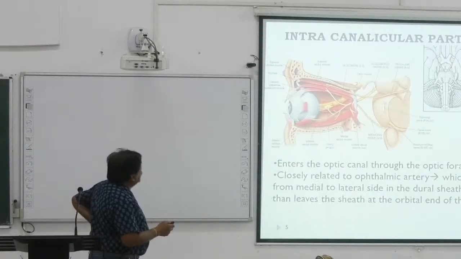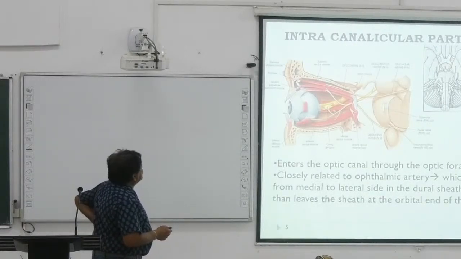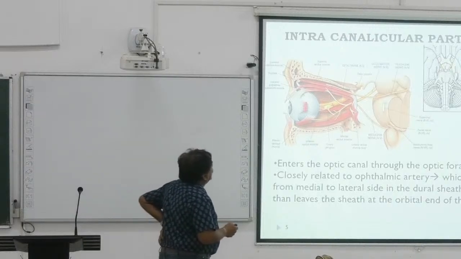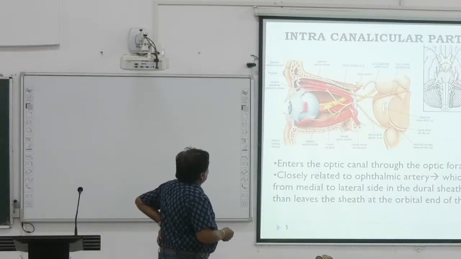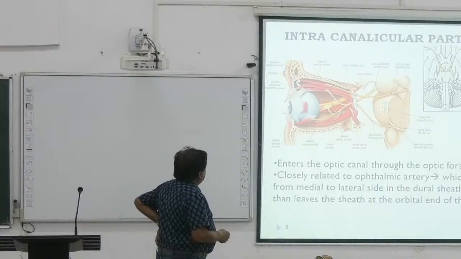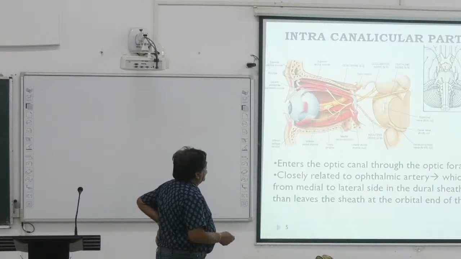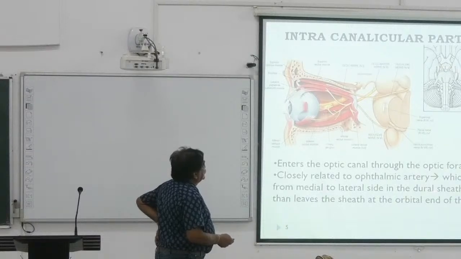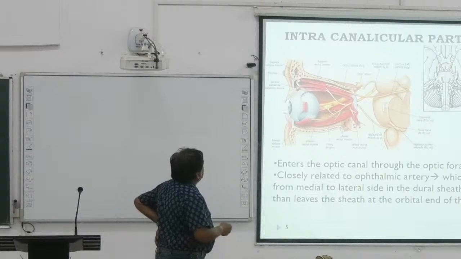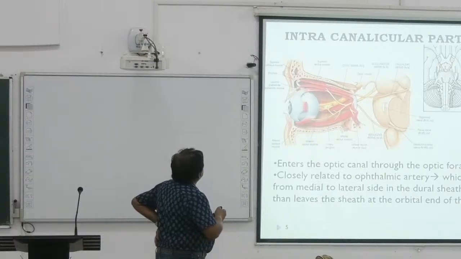Now, intracanalicular part, you can see, enters the optic canal through the optic foramen, closely related to the ophthalmic artery, which crosses the nerve inferiorly from medial to lateral side in the dural sheath, then leaves the sheath at the orbital end of the canal. Here. This is the optic nerve. The optic chiasma here.